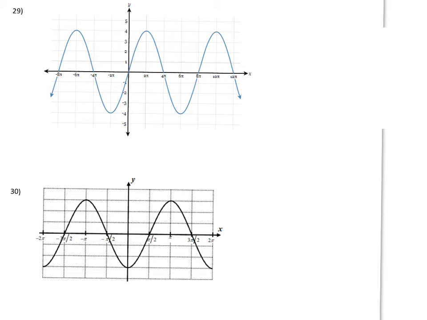Okay, so we can see here in number 29 that this is a sine curve because it's going through 0, 0, and it's a positive sine curve because it's starting off going up and then down. Okay, so we have a positive sine curve. Okay, so now the amplitude is 4. That's the maximum height it's reaching right now, so the amplitude is 4. Now the frequency you could do one of two ways.